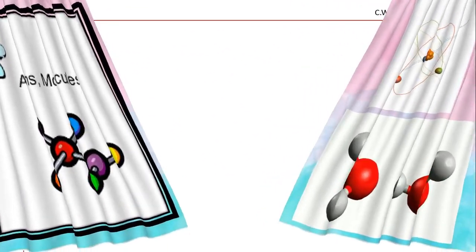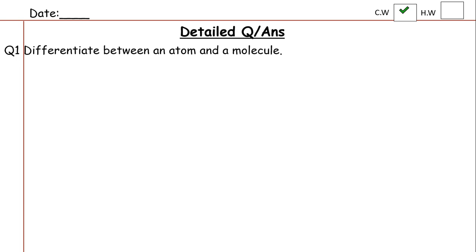Now take out your notebooks. We are going to do some work on our notebooks. So open your notebooks. First of all, write down the date when you are doing this work and then take the CW box. You have to write the heading of detailed question answer on the first line with black pen. Then write question number 1. Differentiate between an atom and a molecule.